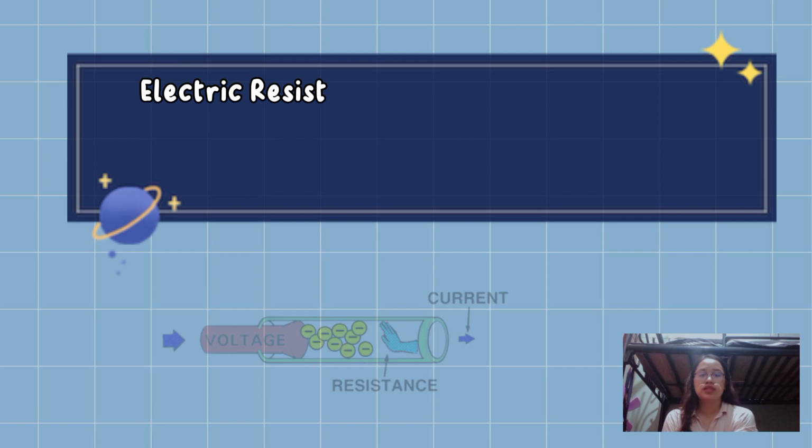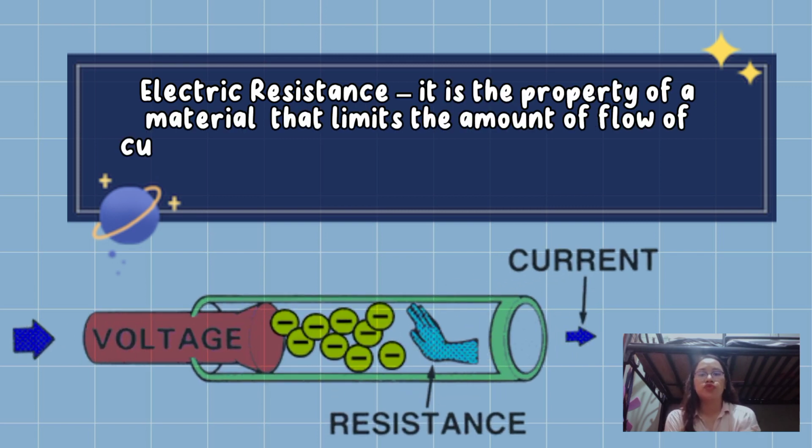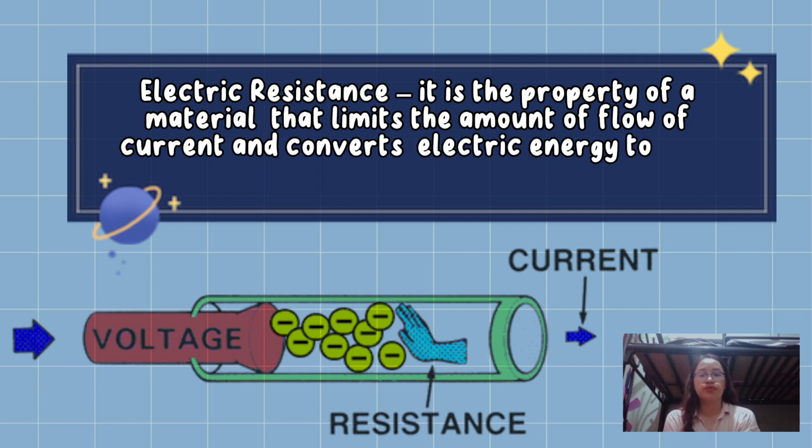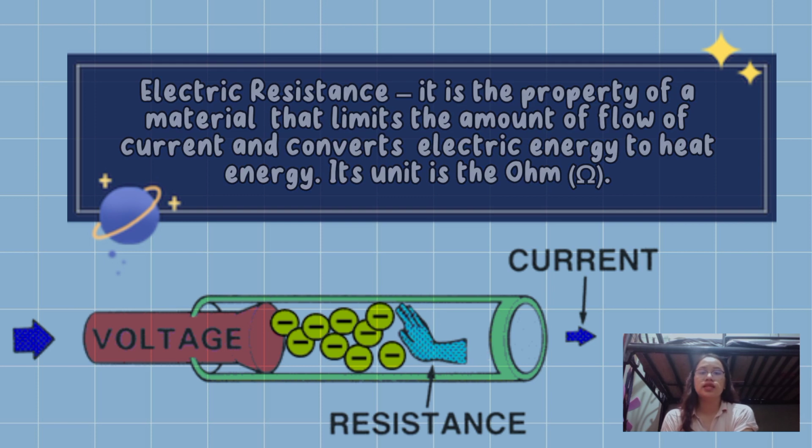Next, electric resistance. It is the property of a material that limits the amount of flow of current and converts electric energy to heat energy. Its unit is the ohm.